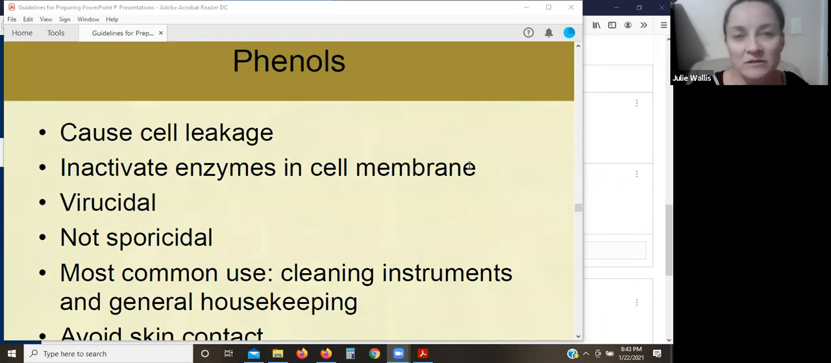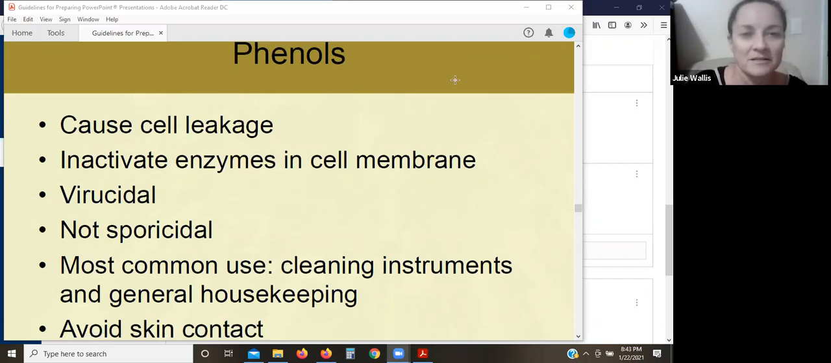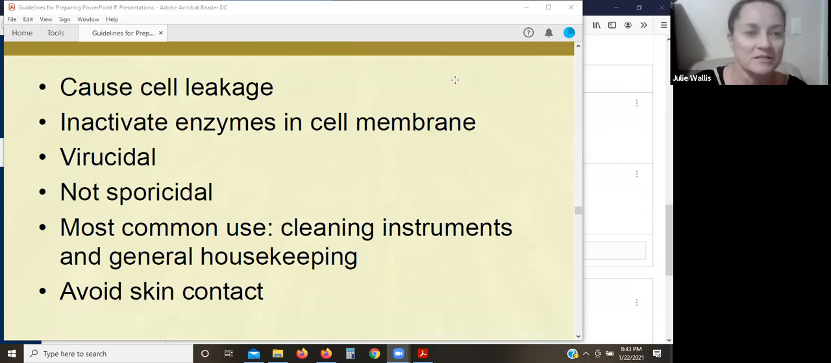And then phenols, this is the example that we talked about when we talked about Lister learning about or discovering aseptic technique, where he used phenols on the instruments before surgery and discovered that they decreased the amount of infections that were occurring. These cause cell leakage and inactivate enzymes in the cell membrane.